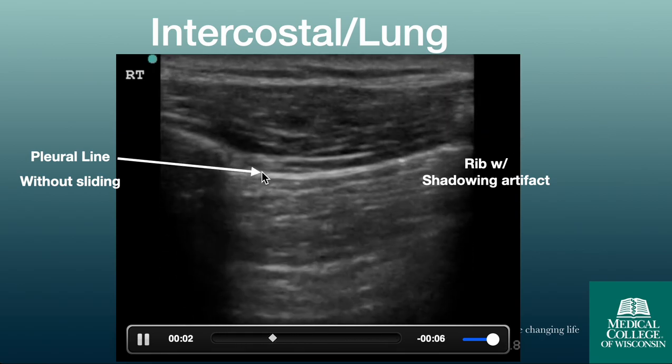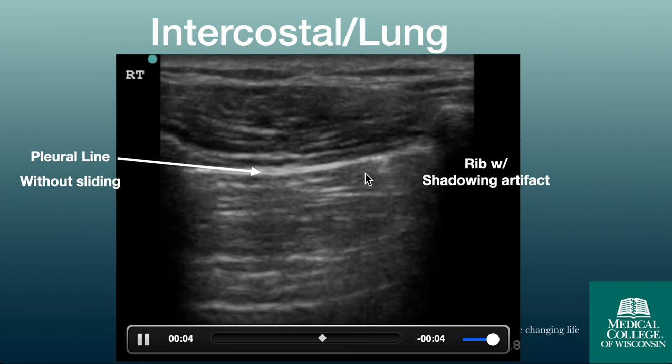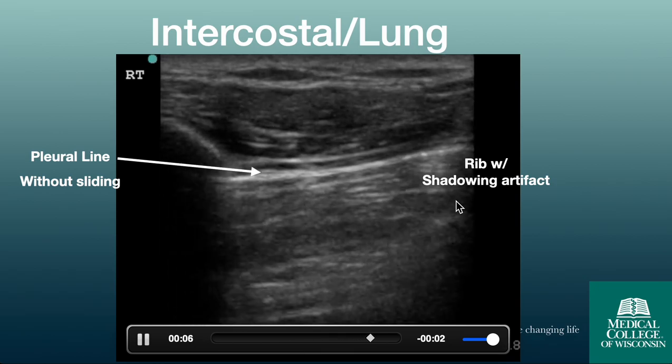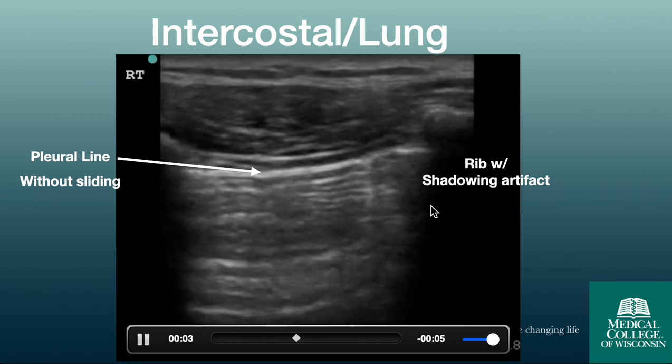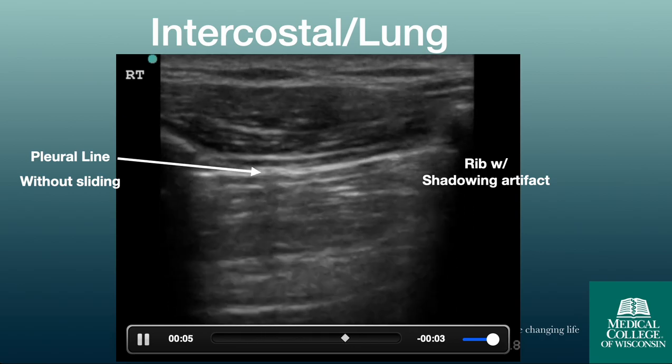As opposed to this image, you see again skin, intercostal muscles here, and then you see actual rib, and then you see the pleural line just below the ribs, and you don't see that same sliding. If you need to go back and forth, you can, but basically this tells you that the parietal and visceral pleura of the lung are not in contact, which tells you that there's a pneumothorax.